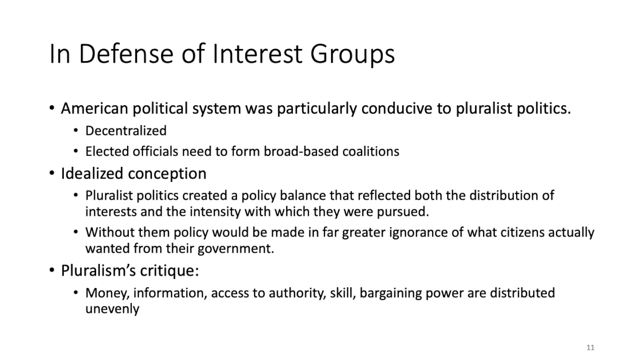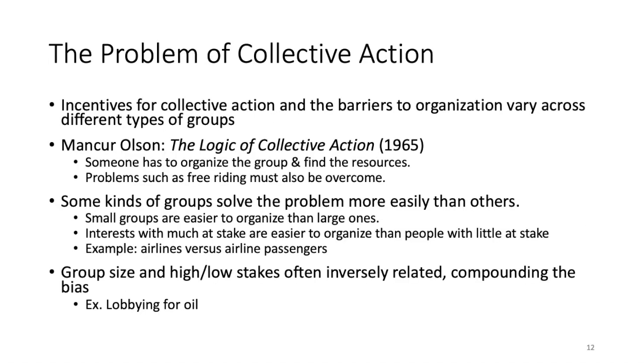sunny. Essentially, a lot of people think that pluralism doesn't allow everything it says it allows because money, information, access to authority, skills, bargaining power are distributed across the populace in a very uneven way. That some people have a lot of access to government, some people don't. Some people have a lot of skills understanding how government works, some people don't. Some people have a lot of money, some people don't. Now, how does this bear out?